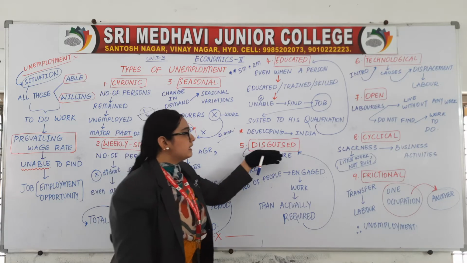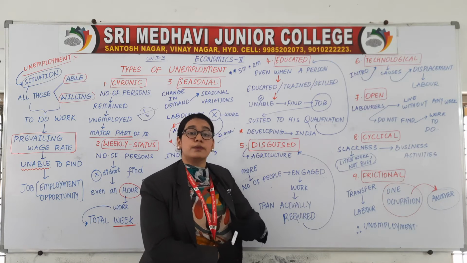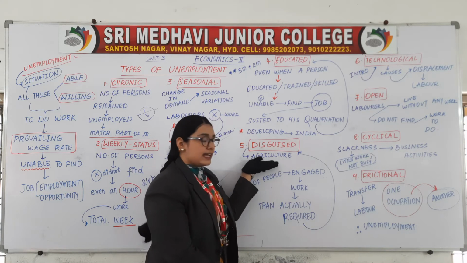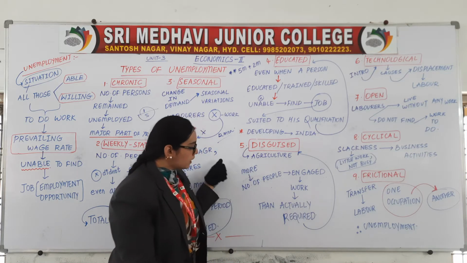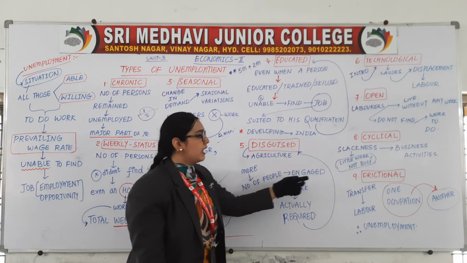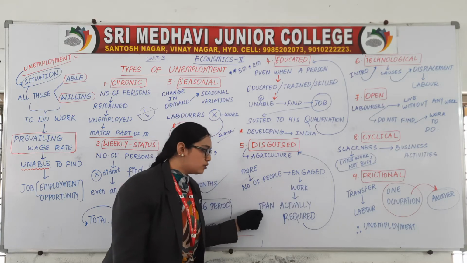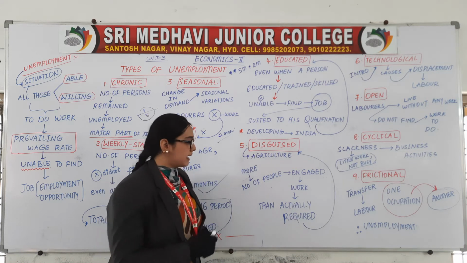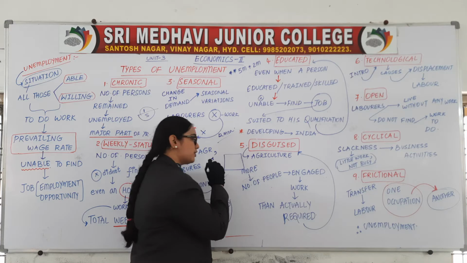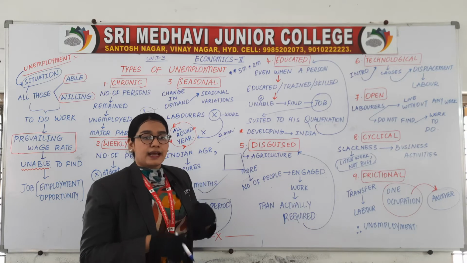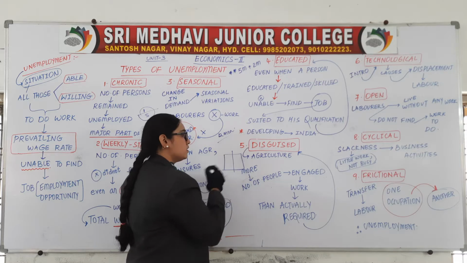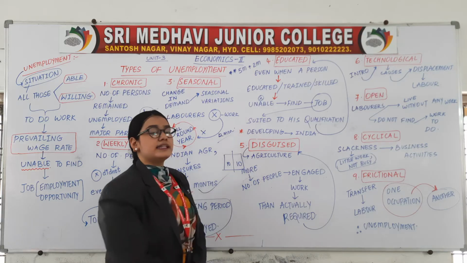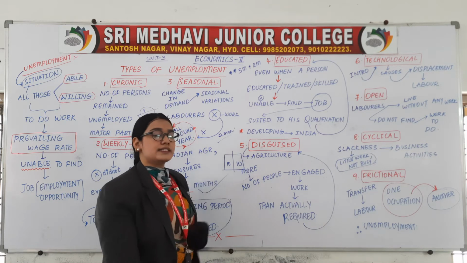Coming to the fifth one, disguised unemployment. How to pronounce it? Disguised unemployment. It is related to the agriculture sector again. When more people are engaged in a work than actually required, it is termed as disguised unemployment. For example, I have an agricultural farmland, and I am growing 2 kinds of crops. I require 10 laborers here and 10 laborers in this part of the land. In total, how many laborers do I require?